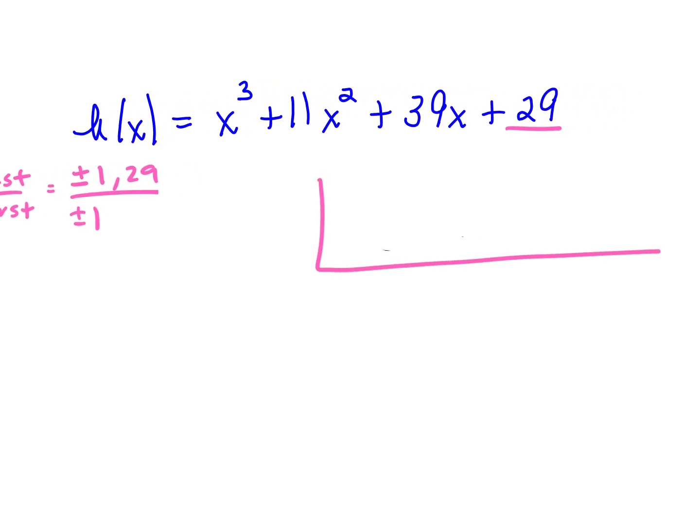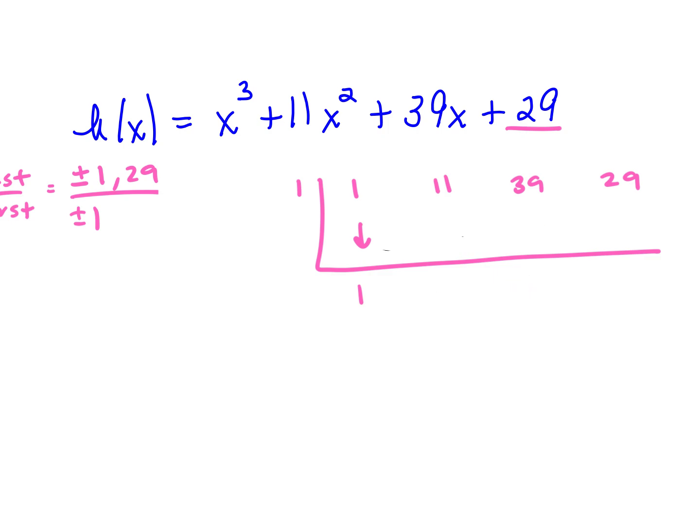What's going to go inside of our box? 1, 11, 39, 29. What do you want to try first? Sure, let's try 1. So we're going to drop down the 1, multiply, we get 1. Add, we get 12, multiply, 12. Add, 51, multiply, 51. Add, is it going to be 0? No. As soon as you realize it doesn't work out, try something else.